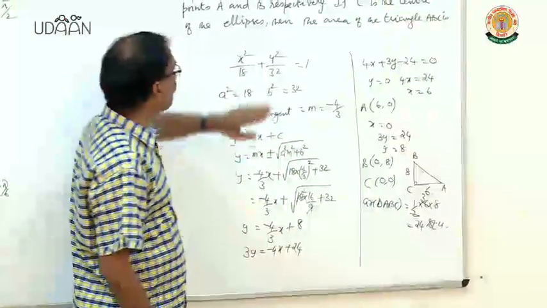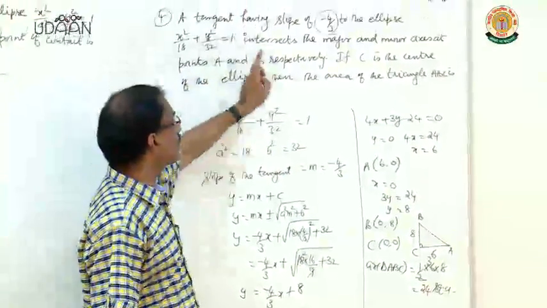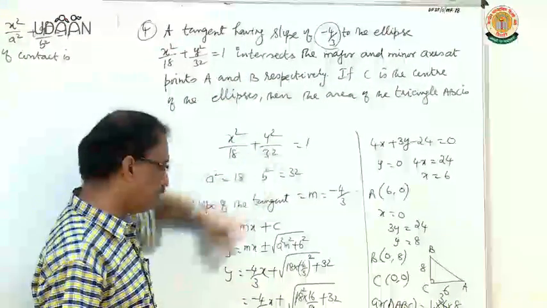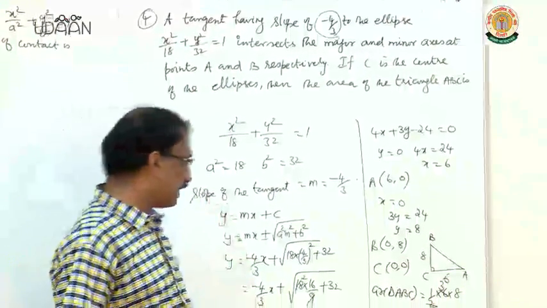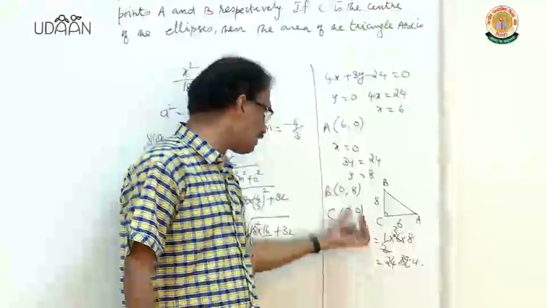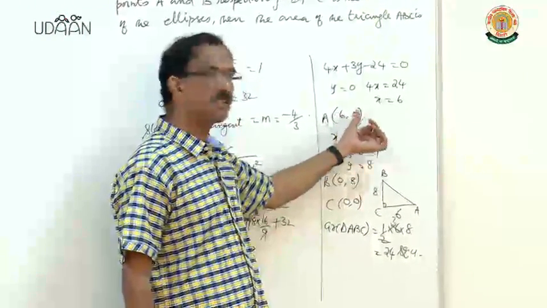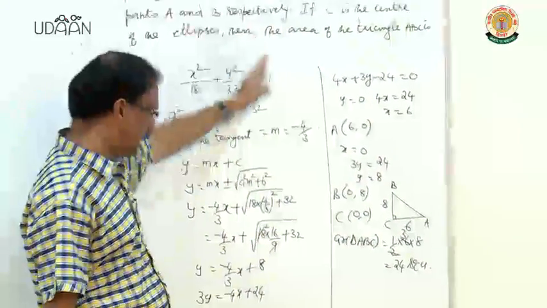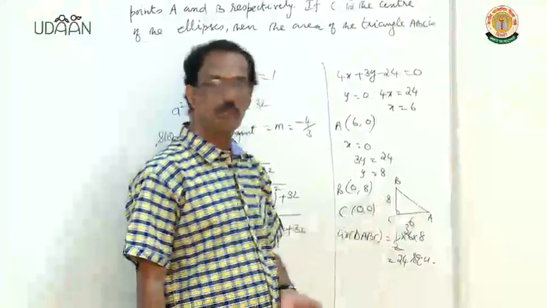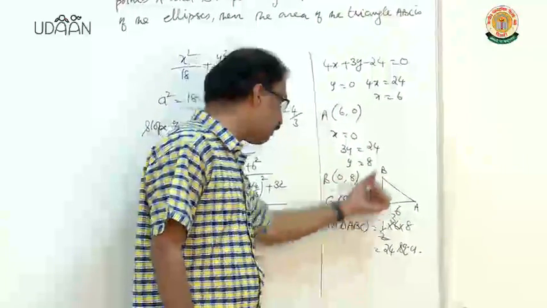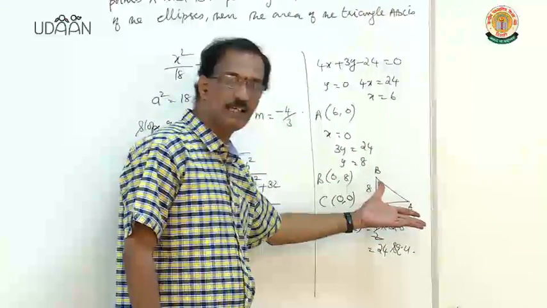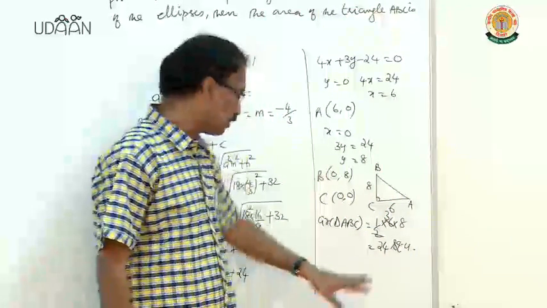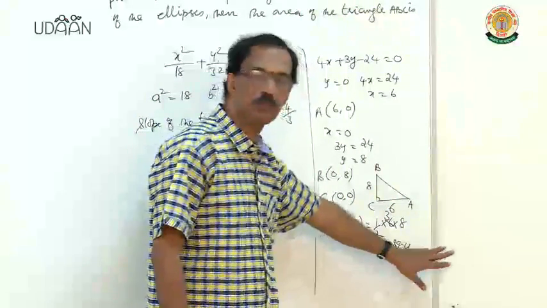And then they say this tangent is intersecting the major and minor axis at A and B. So, then we get A and B as the coordinates 6, 0 and 0, 8, and the center C is 0, 0. So, now we have the values of all 3 points A, B, C. The base and height you know. So, the area of the triangle is 24 square units.